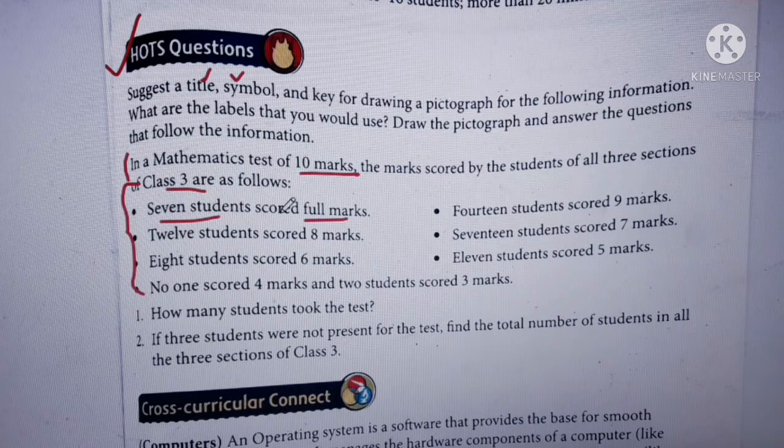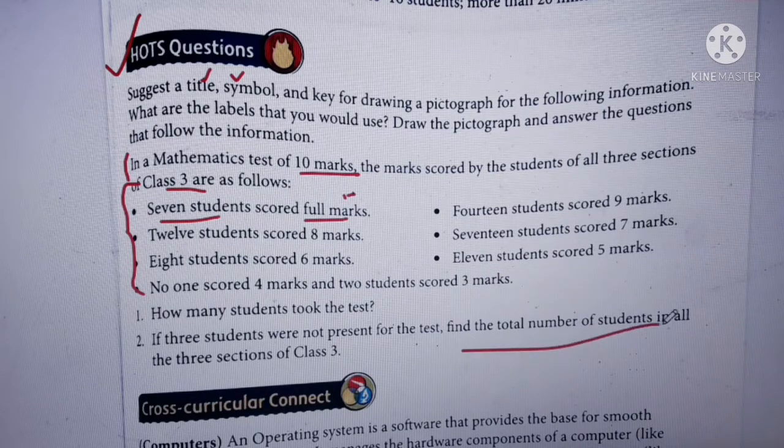So 7 students scored full marks. That means full marks means 10 marks. Then 14 students scored 9 marks, 12 students 8, 17 students 7 marks, 8 students 6, 11 students 5 marks. No one scored 4 marks and 2 students scored 3 marks. That means in 4 marks there is 0 number of students. You can leave that row blank. And in case of 3 marks, you can give 2 students.